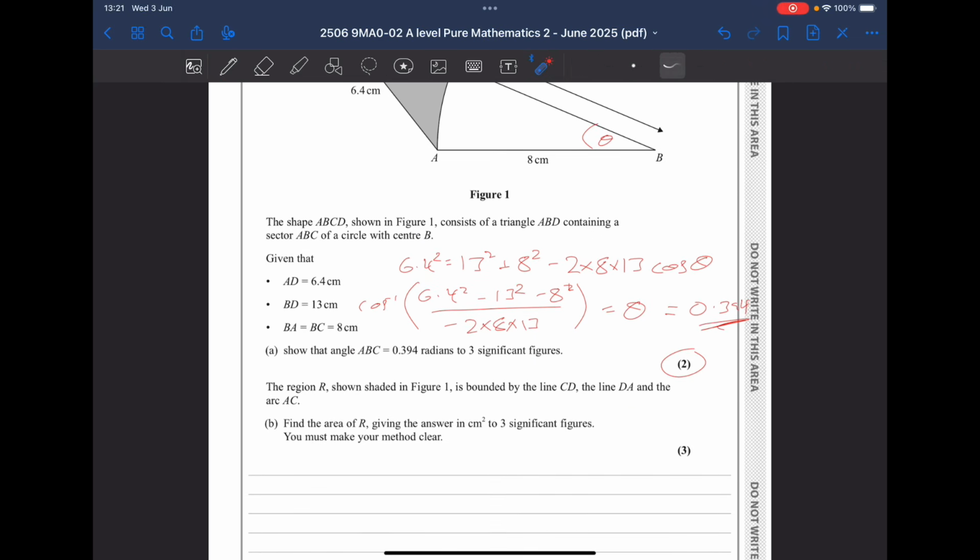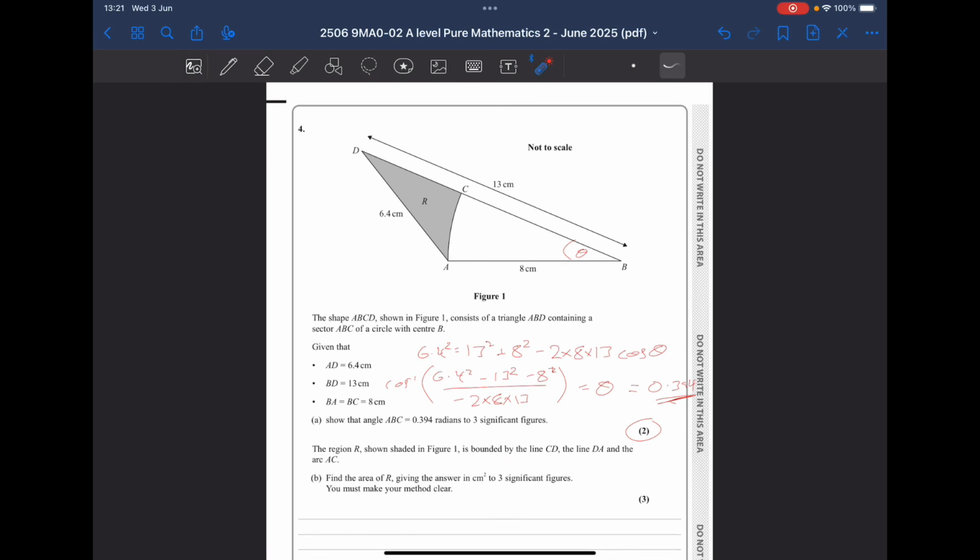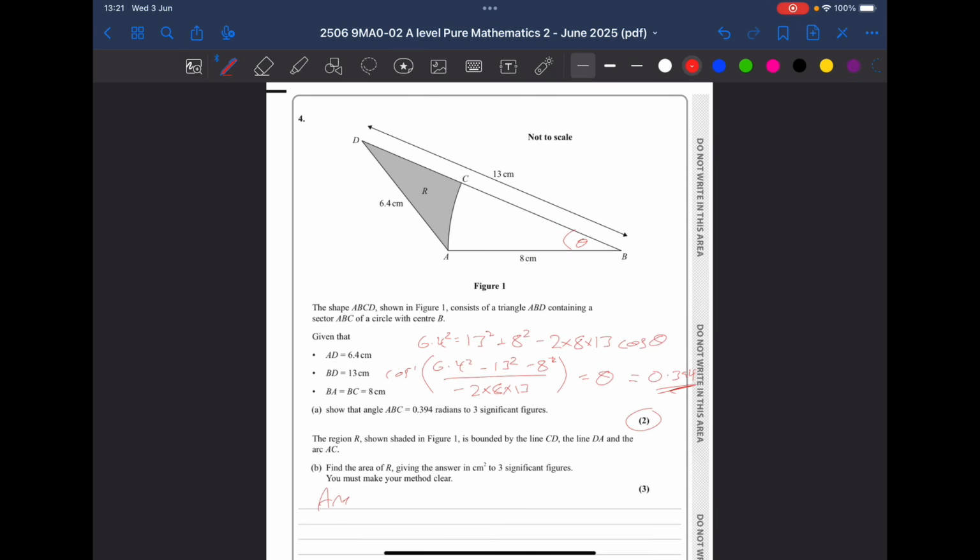Part B then, find the area of that shaded region, give it in 3 sig figs. So the area of the shaded region, we've got a triangle and we've got a sector. So the area of that region, the area of R, is going to equal the area of the triangle, so the triangle BAD.